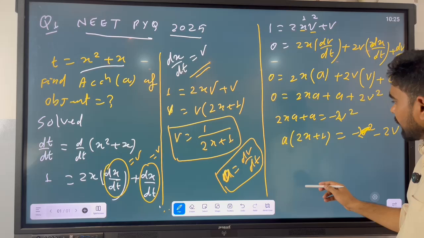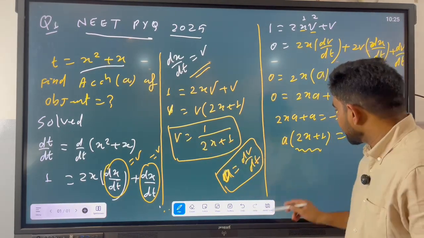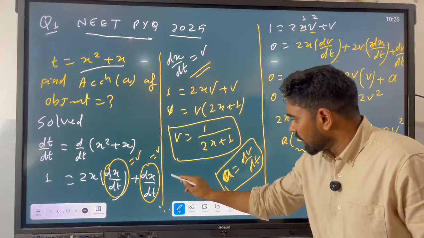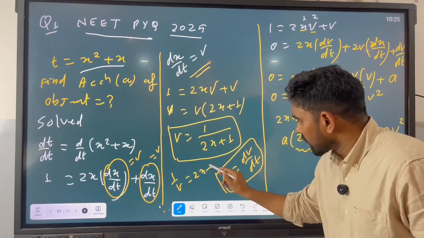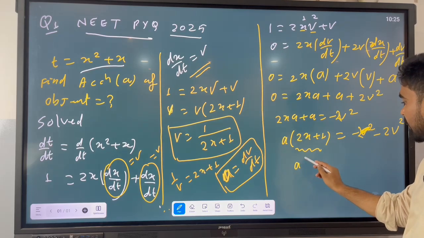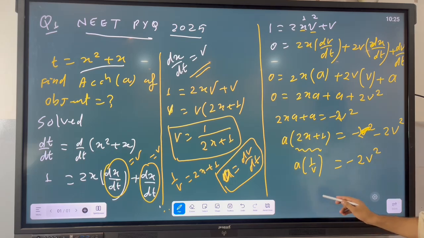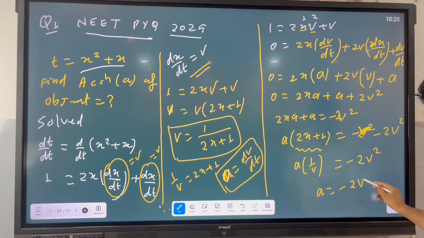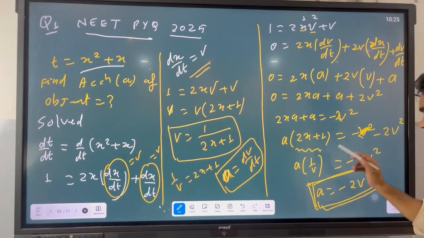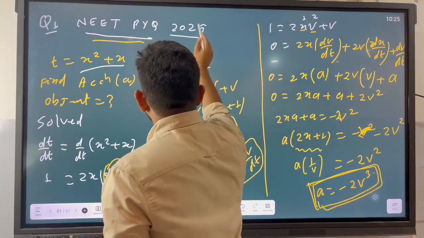And this value equals 1 by v, because v equals 1 by 2x plus 1, and 1 by v equals 2x plus 1, right? And a multiplied by 1 by v equals minus 2v square, and a equals minus 2v cube. This is the value of acceleration with respect to velocity. This is the first PYQ problem of the NEET exam.